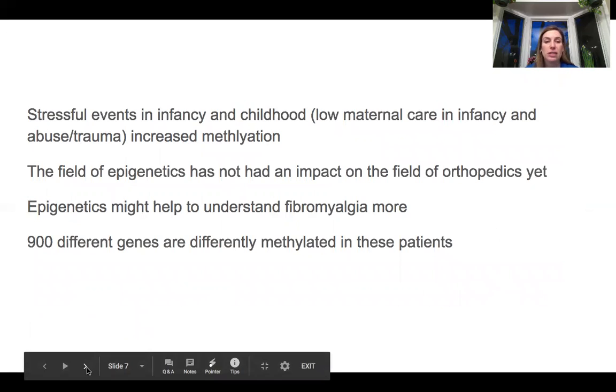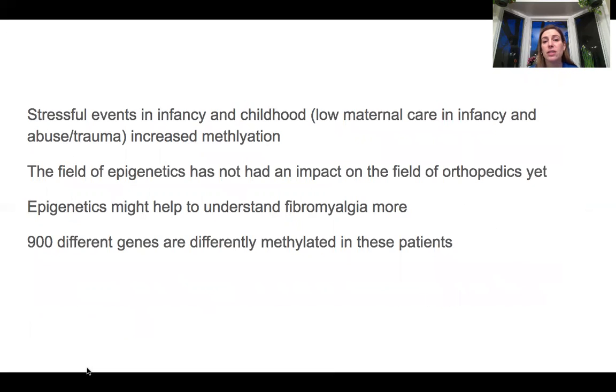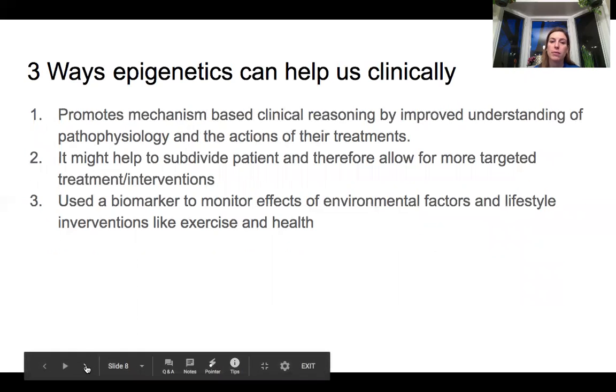What I found really interesting and quite upsetting was that stressful events in infancy and childhood, like low maternal care in infancy and abuse and trauma in childhood, increased methylation as well. They cause the genes to have a different effect than they would if the infant or child didn't sustain this trauma. The field of epigenetics has not yet had an impact on orthopedics. However, epigenetics may help people understand fibromyalgia more. 900 different genes are differently methylated in these patients. So this is where epigenetics and biomarkers, which I'll explain next, can really come into play in identifying more correct treatment for patients with fibromyalgia.